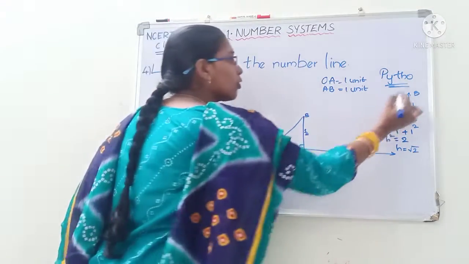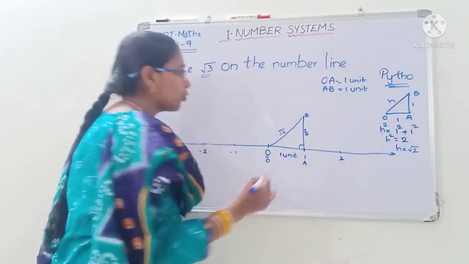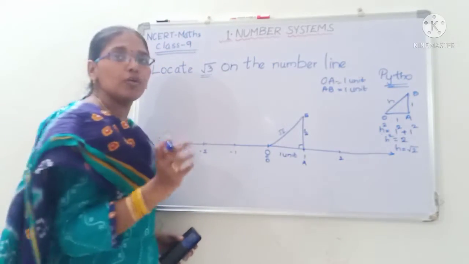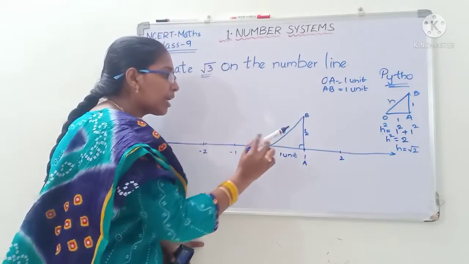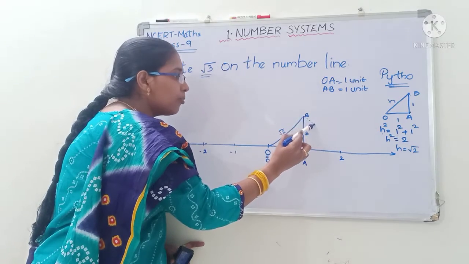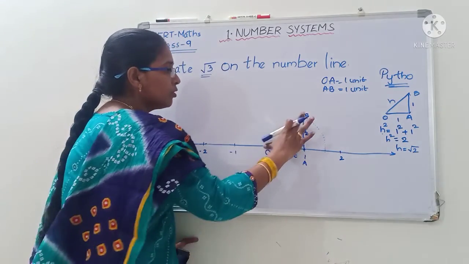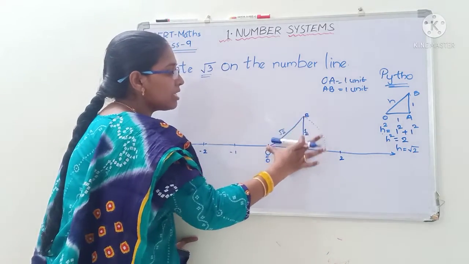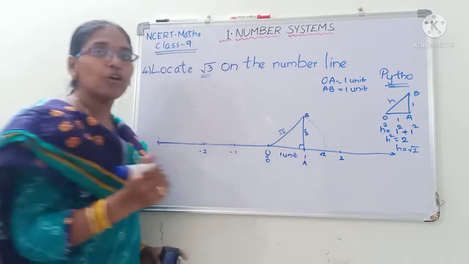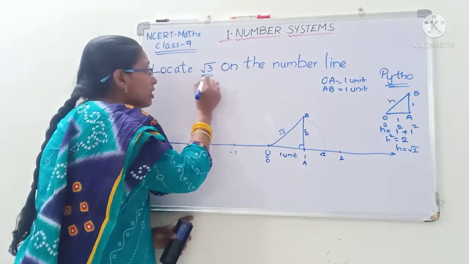So children, you got OB. What is the length of OB, children? You got it as root 2. Now till now, you know this. If you want to locate root 2 on the number line, you take a compass, measure OB, and then draw an arc; you will get here. This root 2 you will measure using a compass and then draw on the number line. You get root 2. Now what do you want, children? Yes, you want to locate root 3 on the number line.